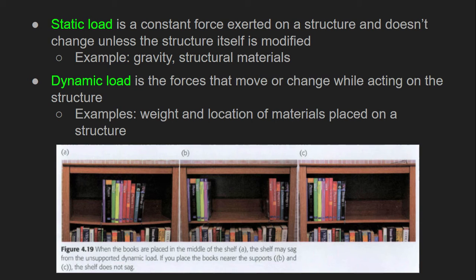Okay. The dynamic load is the force that moves or changes while acting on the structure. So, for example, the weight and location of materials that you place on a structure. So, these tend to be materials or objects that are separate from the structure itself. A bookshelf, whether it's empty or has books on it, still is a bookshelf. Clearly, if there are books on the shelf, then those books are adding to the weight of the structure. Okay, so engineers and designers must think about what the structure is meant to hold when it is being built or designed so that they could plan accordingly.